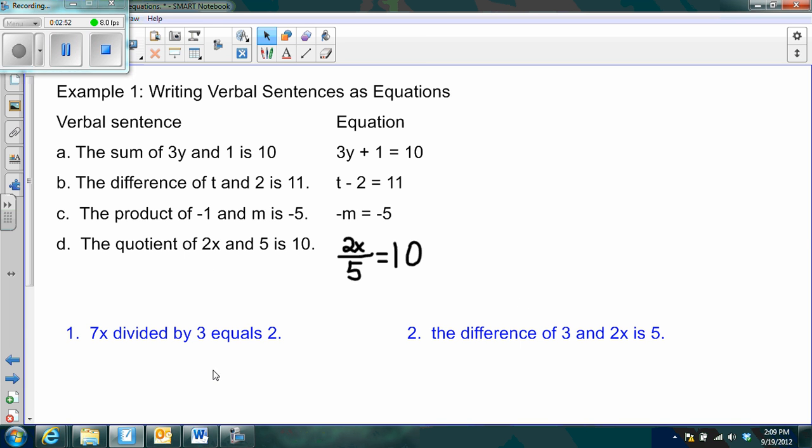So press pause and try the following to rewrite these verbal sentences as an equation.